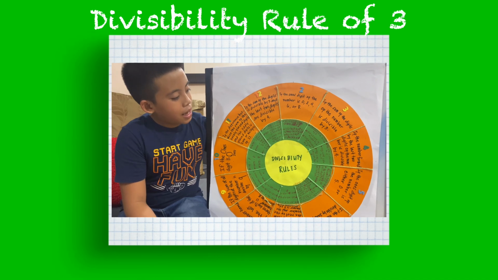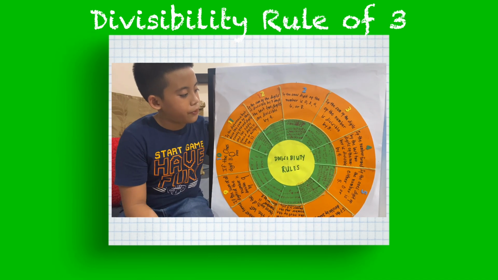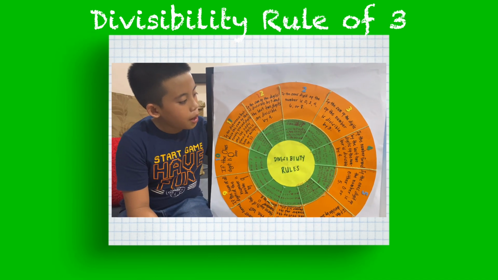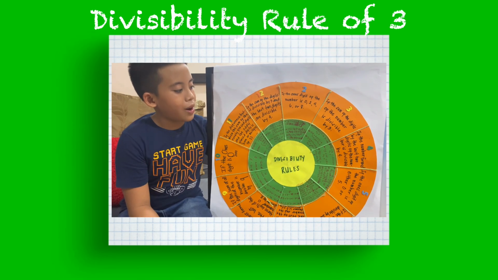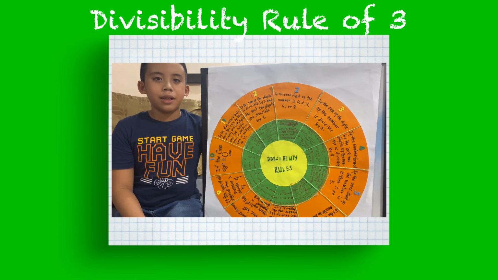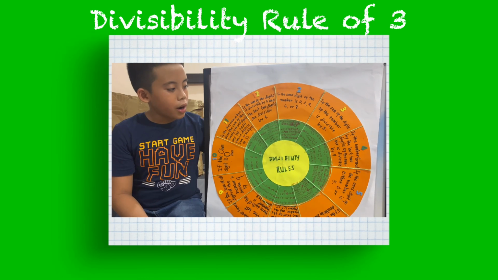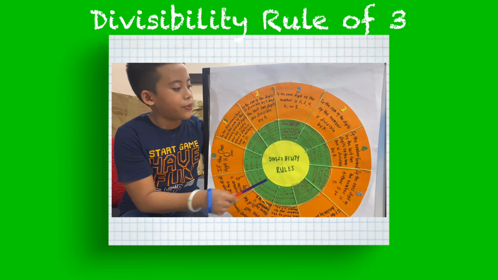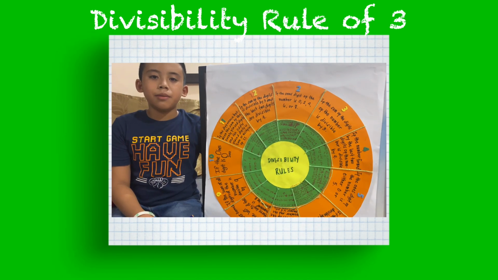The last example is 714. 7 plus 1 plus 4 equals 12. 12 is divisible by 3 because 12 divided by 3 is 4. Therefore, 714 is divisible by 3.